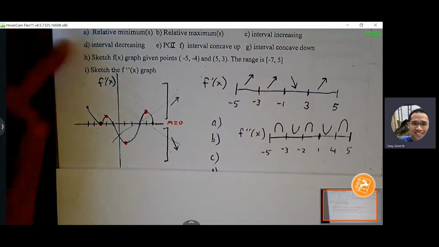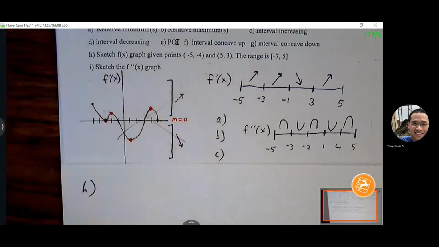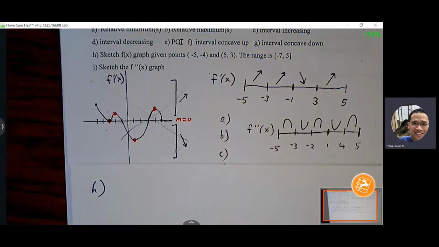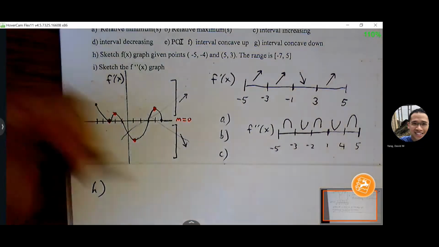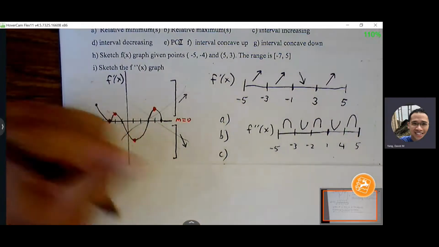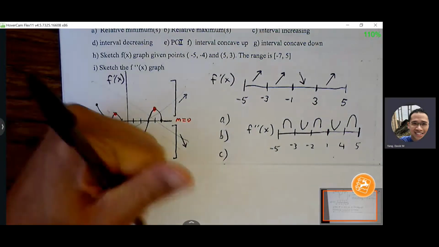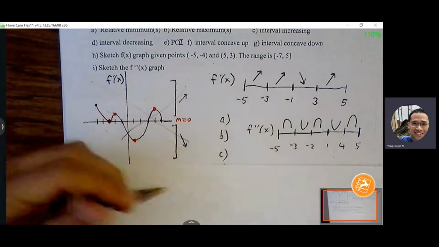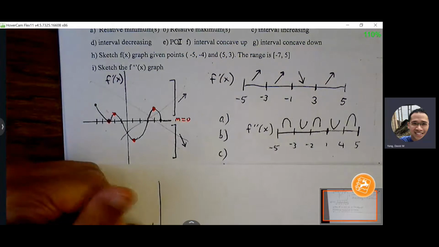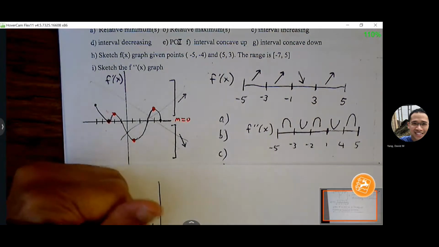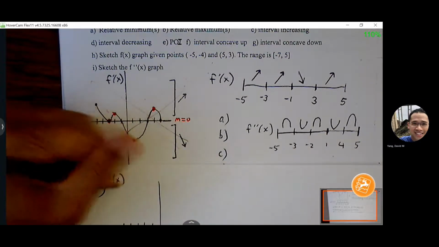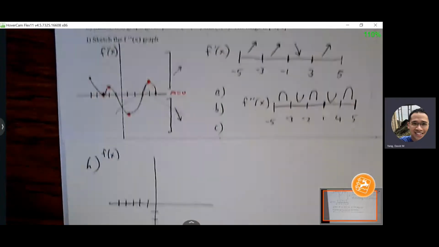Okay, so for H, we're going to gather some information here. So we have some ordered pairs, -5, -4, and we have 5, 3. Actually, it's just giving us the endpoints. Okay, so everything in between, we're either going to have to create on our own, or that range is going to help us out. -5, -4. And 5, 3.